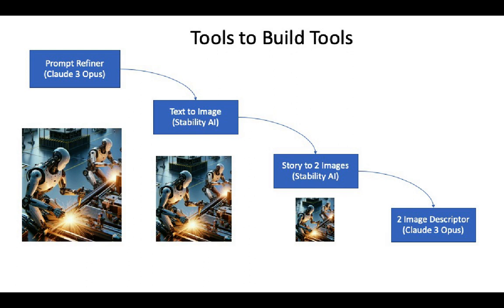Once we had the metaprompter, we could move on and build text-to-image using Stability AI. Then again, using Stability AI, we built a story to two images, so we could seed our view and buffer images. We built a two-image descriptor from Claude 3 Opus for image to text of the viewer and buffer images.